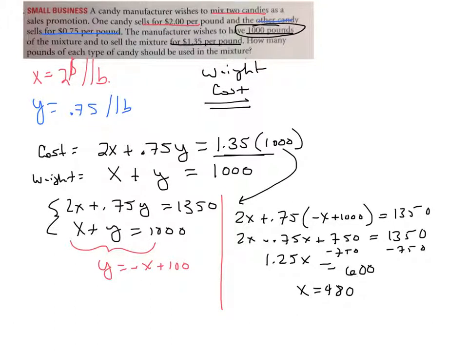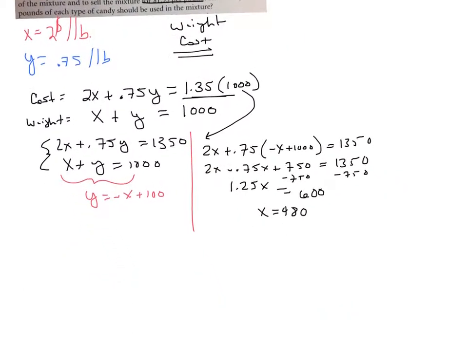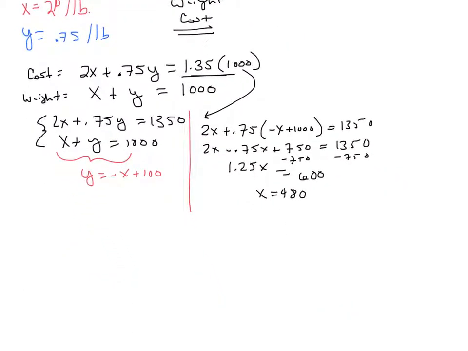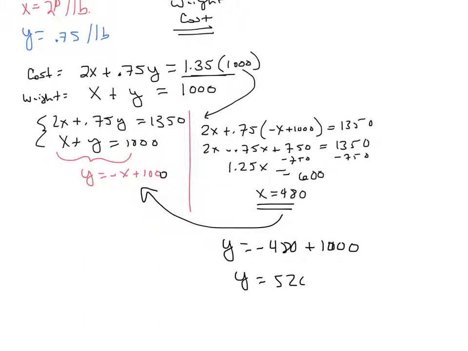Okay, so now we're going to substitute this value into our equation over here to get our Y value. So Y is equal to negative 480 plus 1,000. That should be a 0 right there. And so Y is going to equal 520.